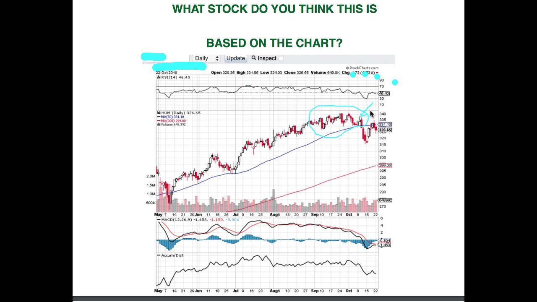So as you can see, this is again the stock of Humana. This is where that candle was, the candle that I was just showing you on a different time frame. Look what happens next.